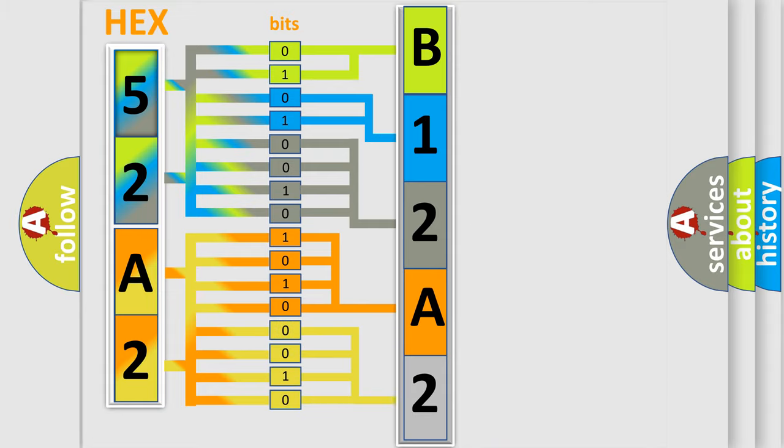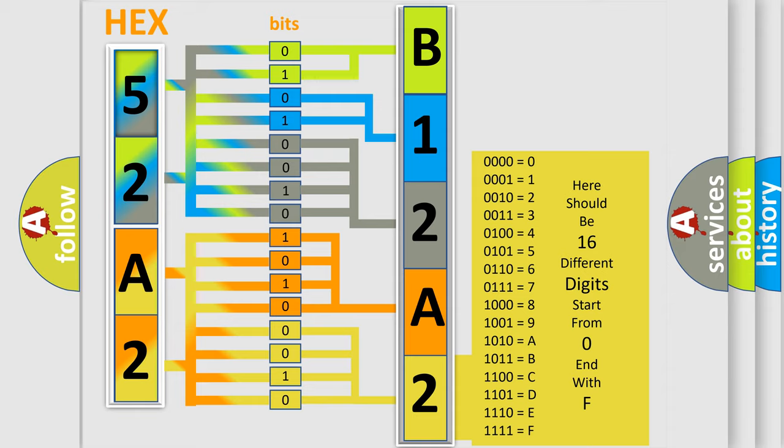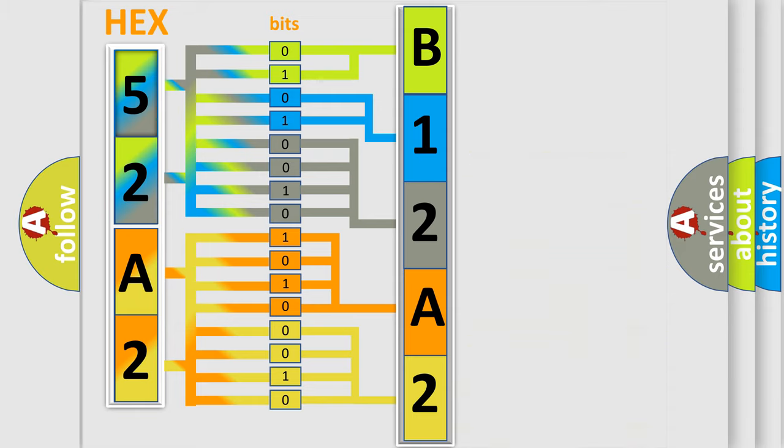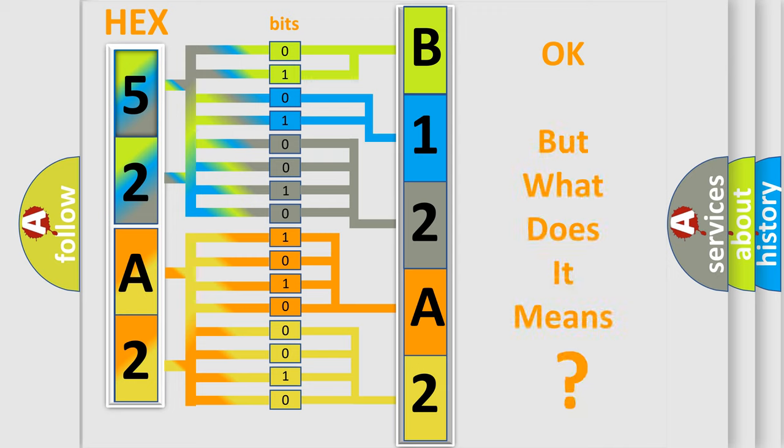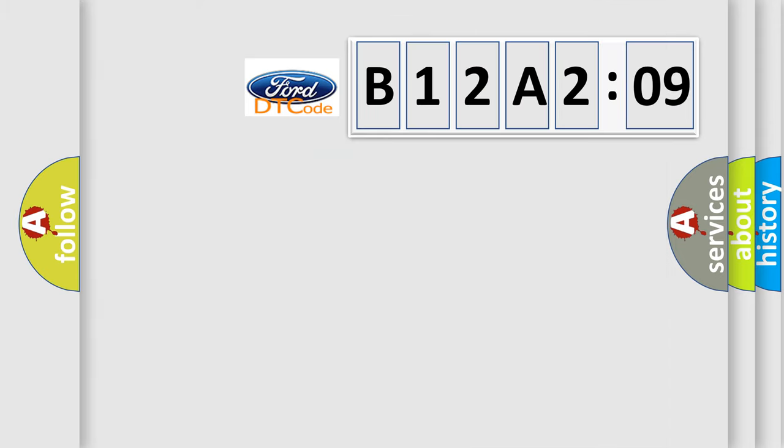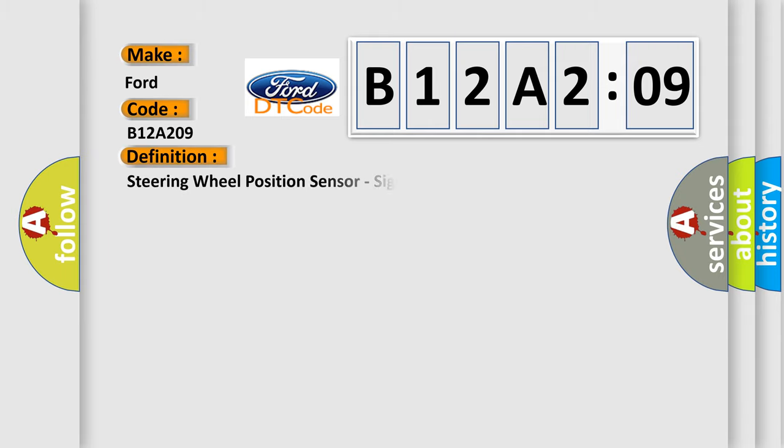A single byte conceals 256 possible combinations. We now know in what way the diagnostic tool translates the received information into a more comprehensible format. The number itself does not make sense to us if we cannot assign information to what it actually expresses. So, what does the Diagnostic Trouble Code B12A2-09 specifically interpret for Infiniti car manufacturers? The basic definition is: steering wheel position sensor, signal amplitude greater than maximum.